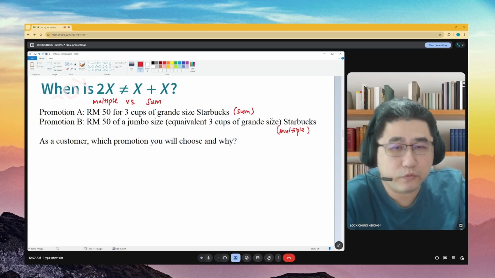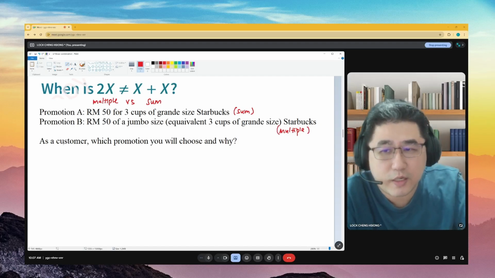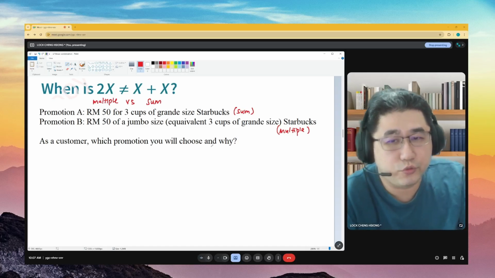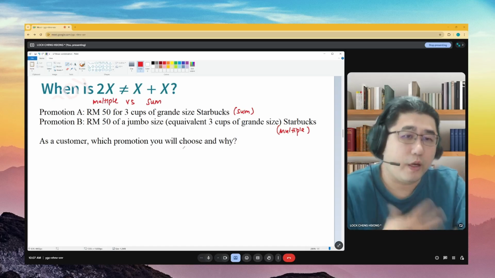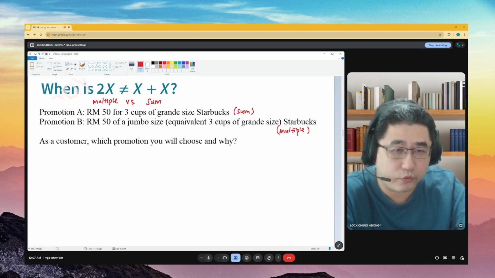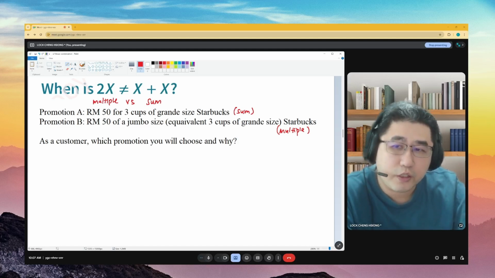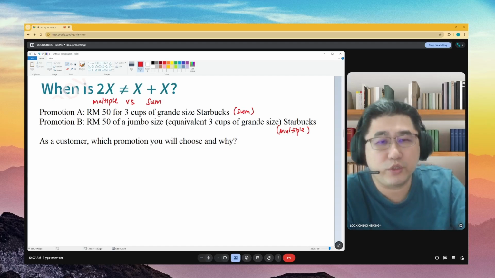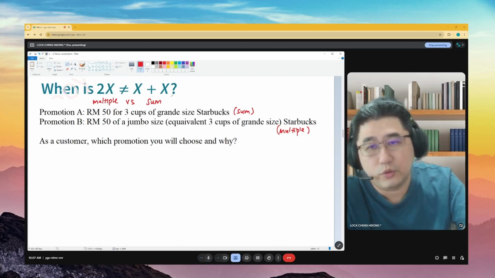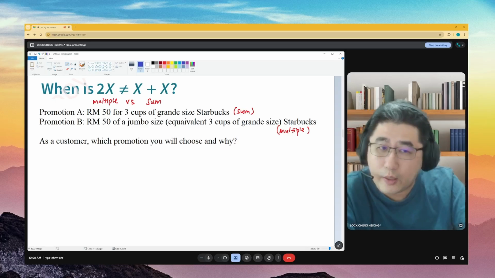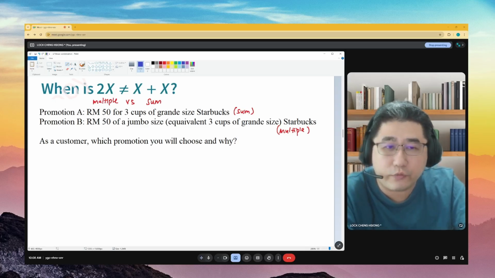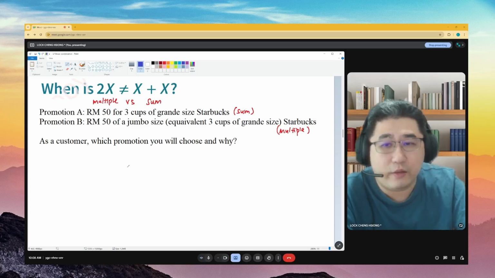Multiple versus sum. As a customer, which promotion would you choose and why? You are at the customer's point of view, not the manager, not the store owner. Which promotion are you going to go for? In the context of this topic, we're going to investigate their mean and variance.